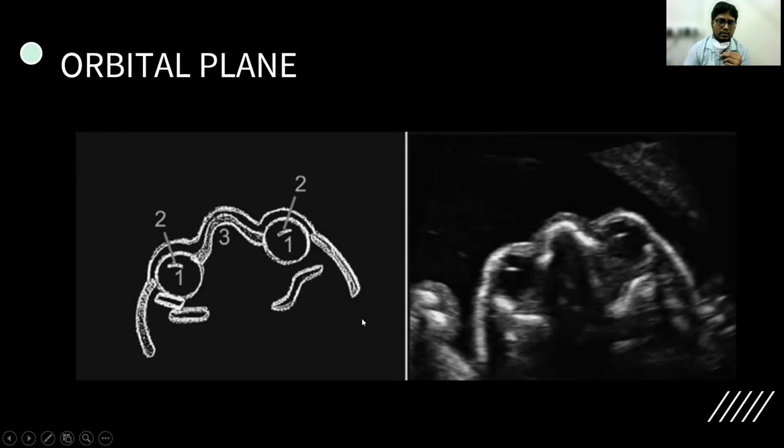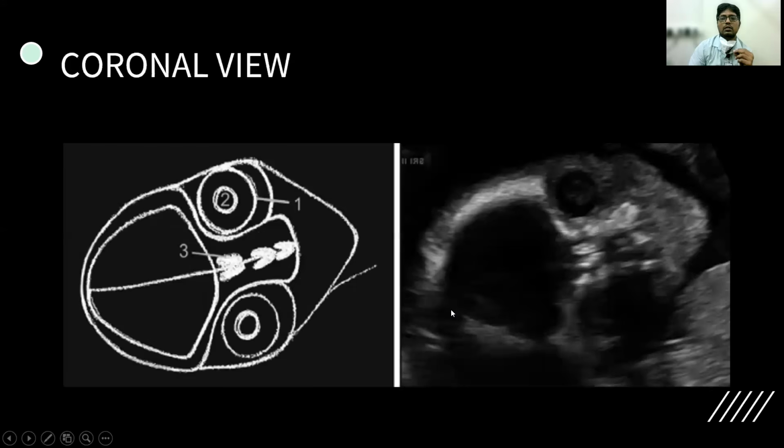The third plane is the orbital plane. In this orbital plane, we see the two orbits with the globe. We are seeing that they do not have any protrusion to the exterior. That means there is no thalamus. We can see that the lens is seen as a small echogenic line, and drawing a line between the centers of the two orbits will give you a distance which is approximately equal to the gestational age, which is approximately equal to the transcerebellar plane in most of the cases.